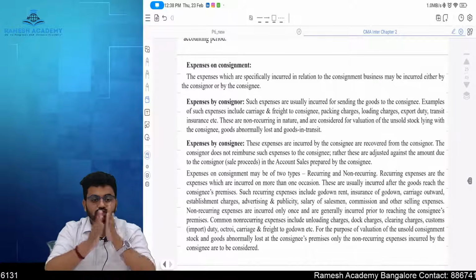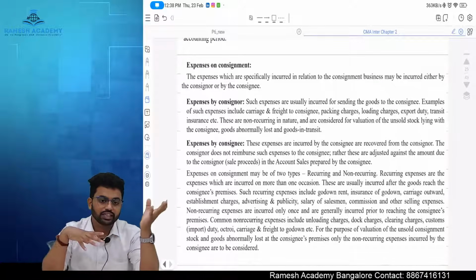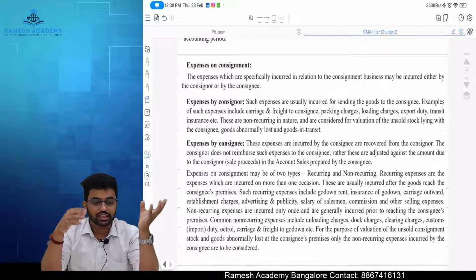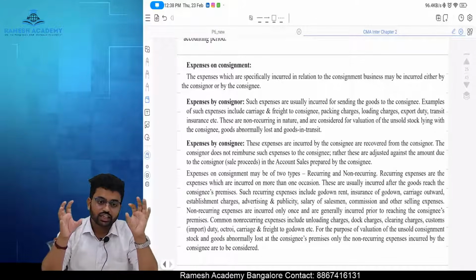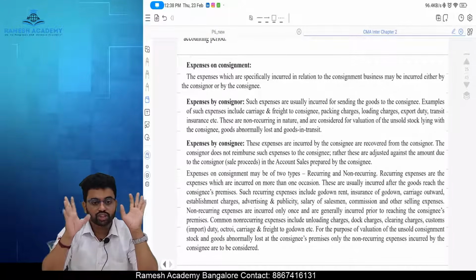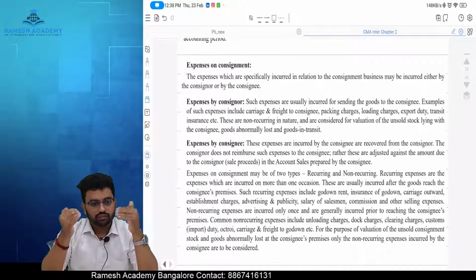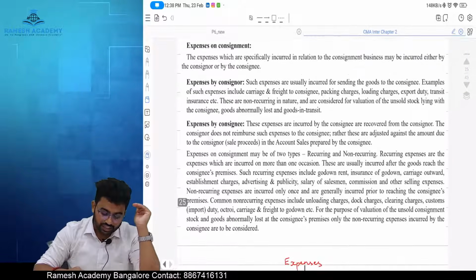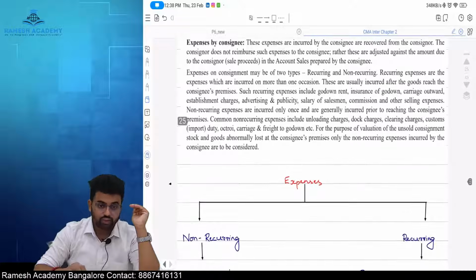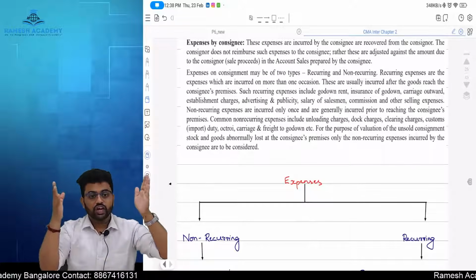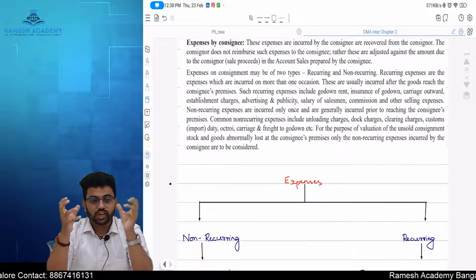When it comes to the expenses, expenses can be paid by the consignor or the consignee. All the expenses should be paid by the consignor if the question is silent. Okay, fine. And expenses you can divide into 2: recurring expense and non-recurring expense.